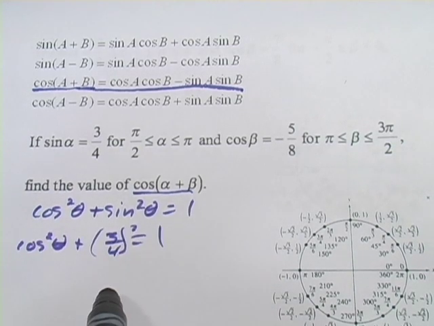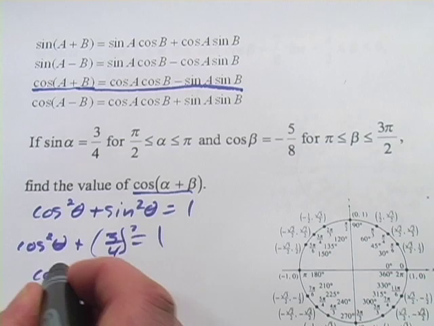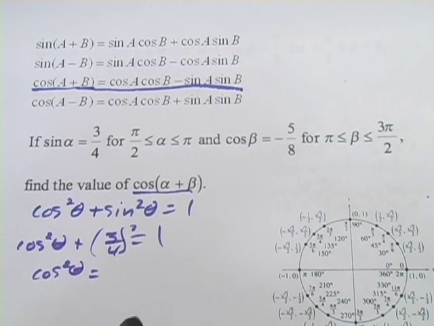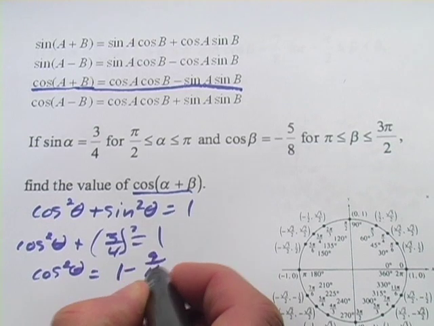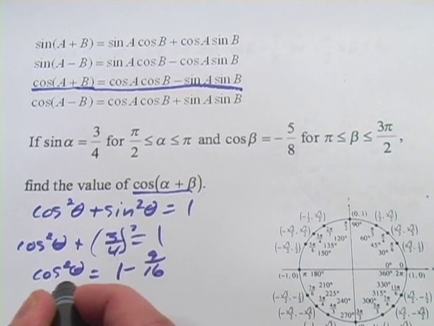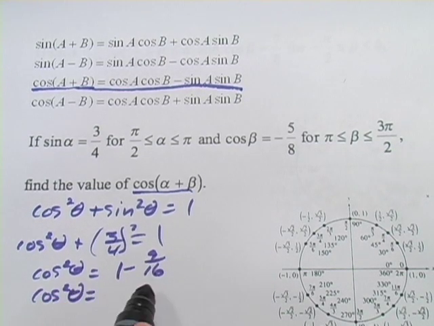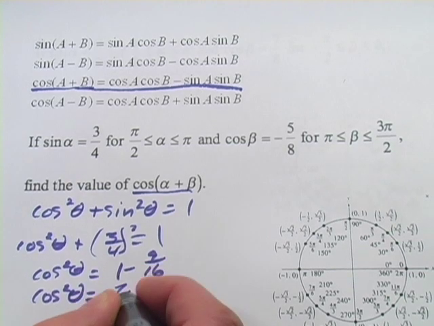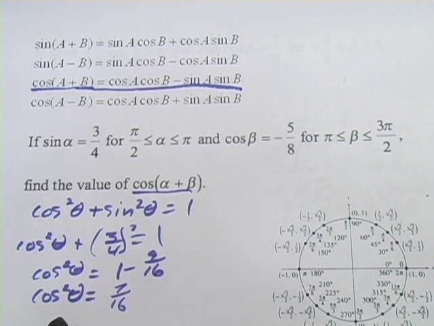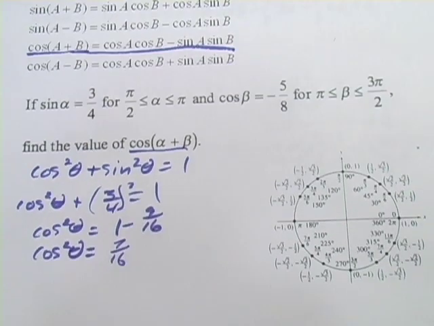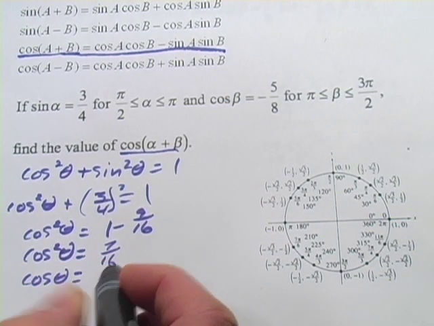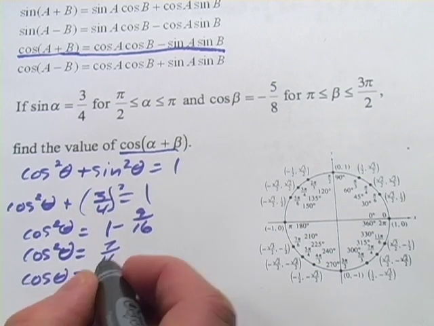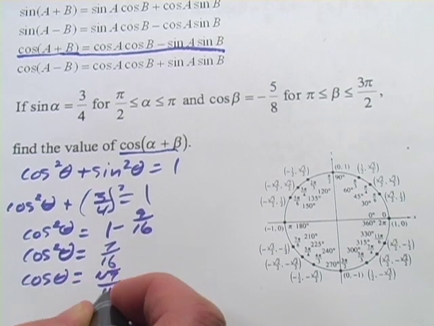Now we subtract that 3/4 squared, so we'd get cosine squared theta equals 1 minus, and let's do the squaring, 9/16. And that means cosine squared theta is, well, 1 minus 9/16 would be 7/16. And then you see we have to take the square root to get cosine. And we'll do that. So cosine of theta equals, well, positive or negative, square root of 7/4.